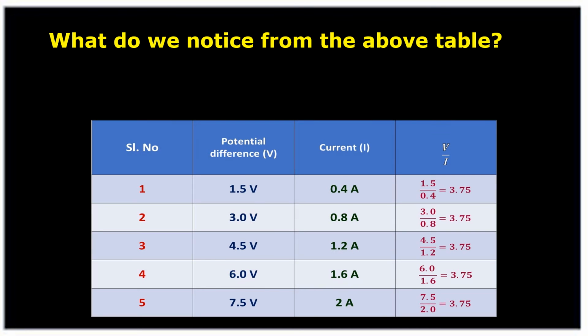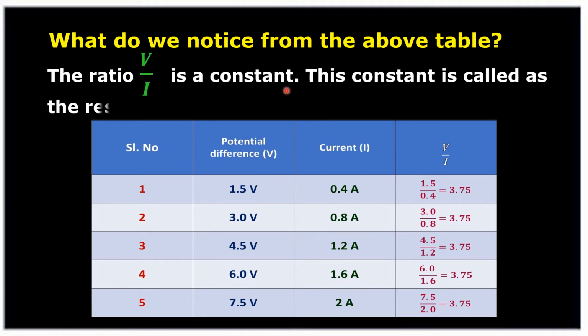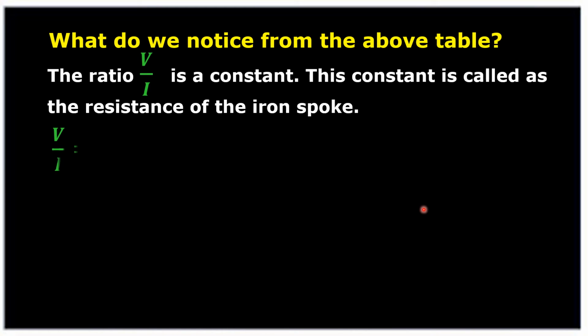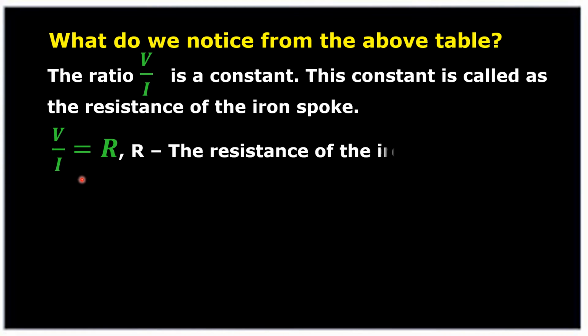What do we notice from the above table? See here, the ratio V by I is a constant. This constant is called the resistance of the iron spoke. Okay, so we can conclude here V by I is constant. That constant is nothing but R. R is called the resistance of the iron spoke.